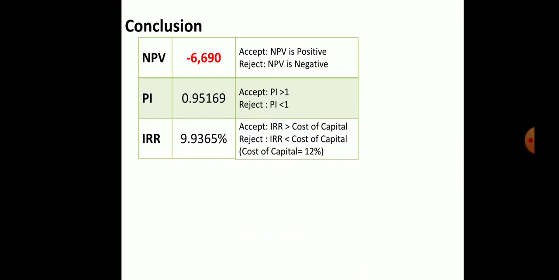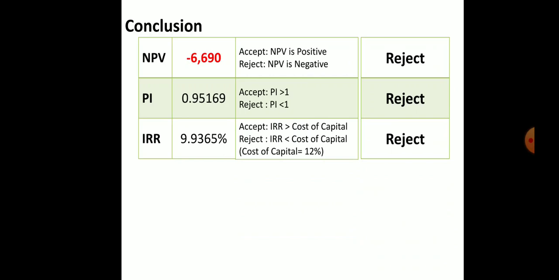Then IRR is 9.9365 percent. We accept when the IRR is more than the cost of capital. What is the cost of capital given in this problem? 12 percent, which I have given in the bracket. But the IRR we have actually got is 9.9365 percent. So your IRR is less than the cost of capital, so you have to reject. According to all three of the above methods, we reject this one.